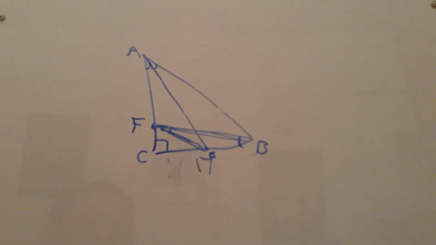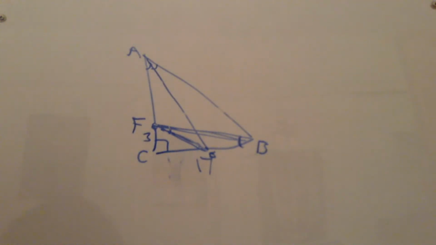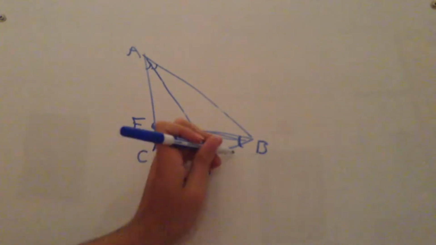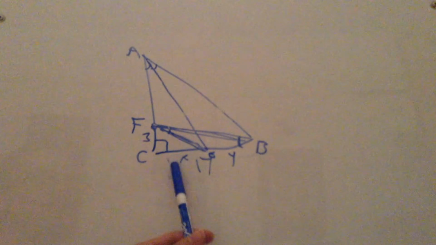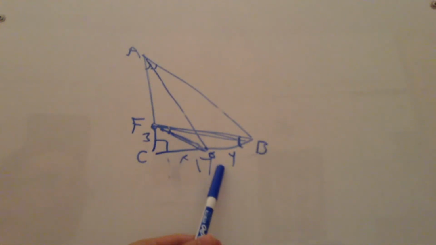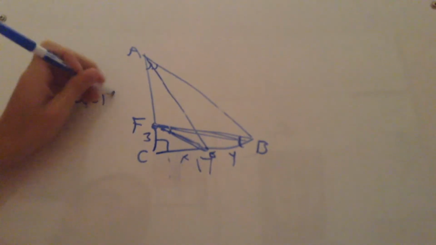So, continuing on, we know that CF is 3, and we are looking for AB. So let's start playing around with this stuff. I'm going to call this X, I'm going to call this Y. So, we have X and Y. X plus Y is 17.